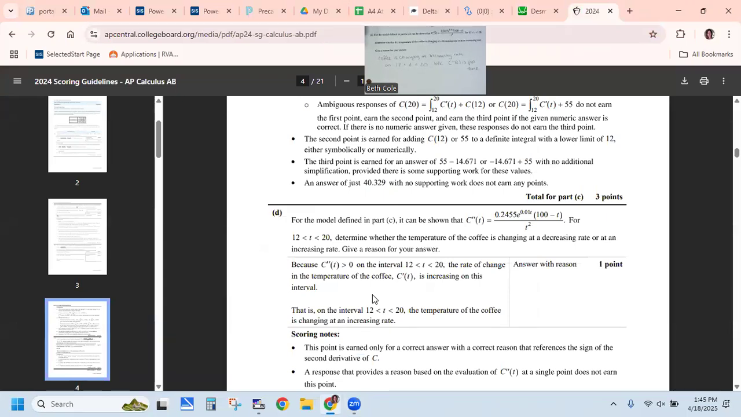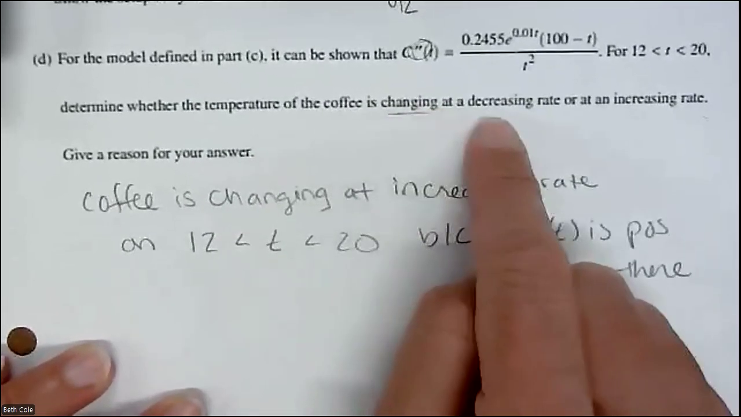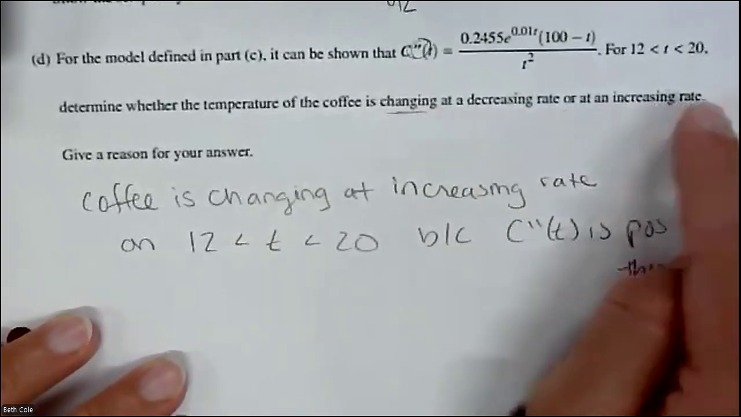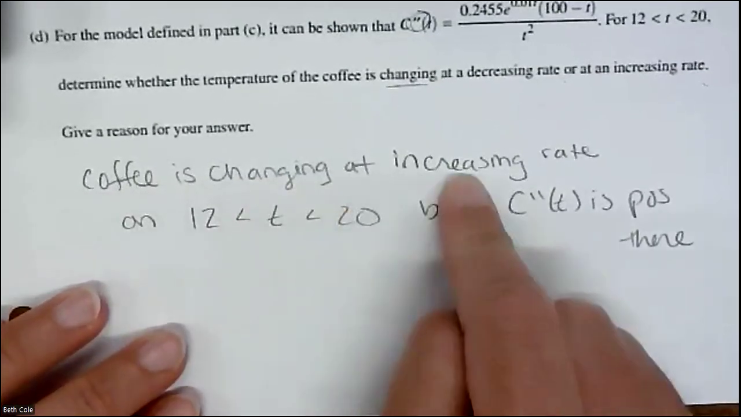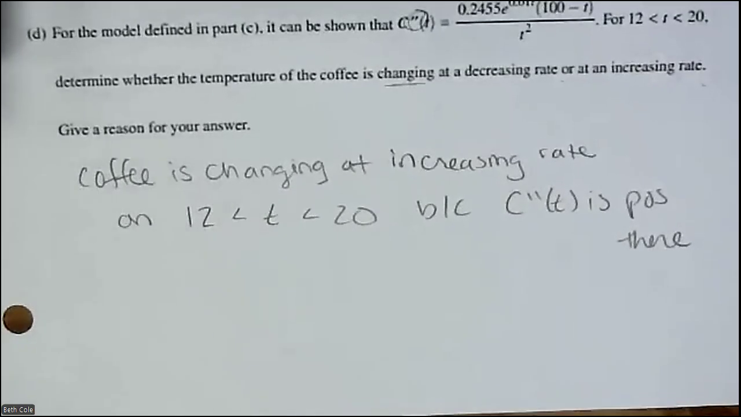And here's the takeaway, guys. Here's the takeaway. Repeat the prompt. Don't make up your own vocabulary or your own language of how to say it. If it says changing at decreasing rate or changing at increasing rate, write in your answer, changing at whichever one you're picking. Repeat the prompt. That was only worth one. So you either got it or you didn't.